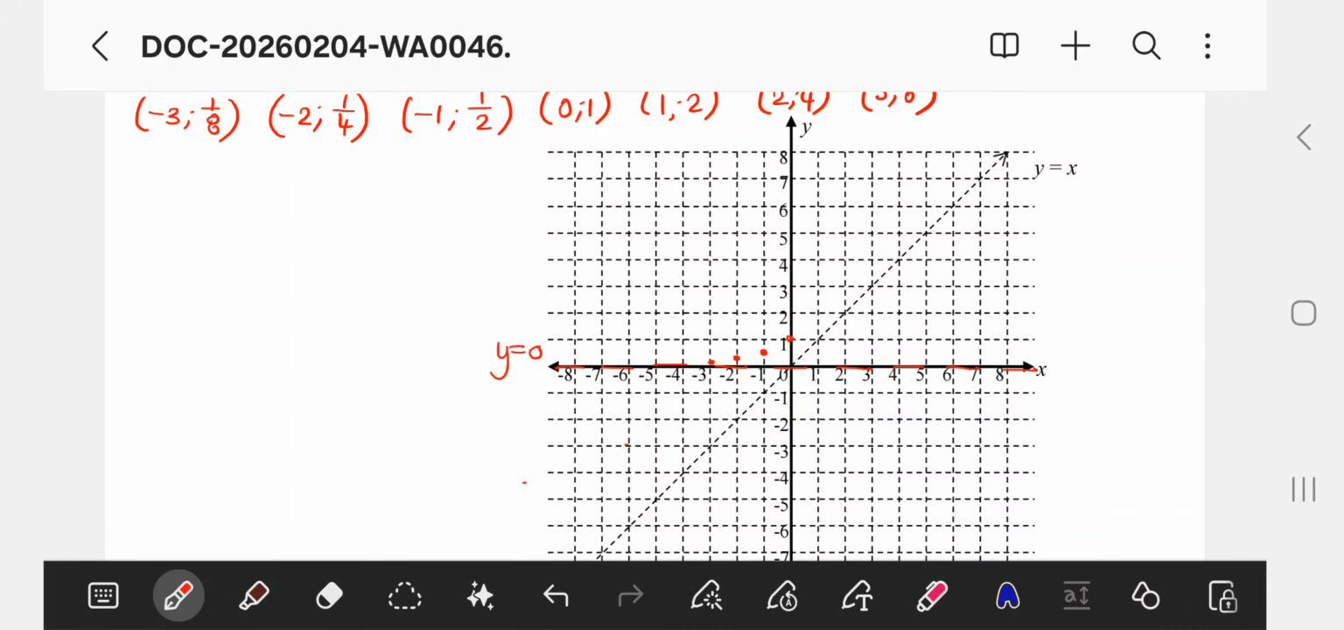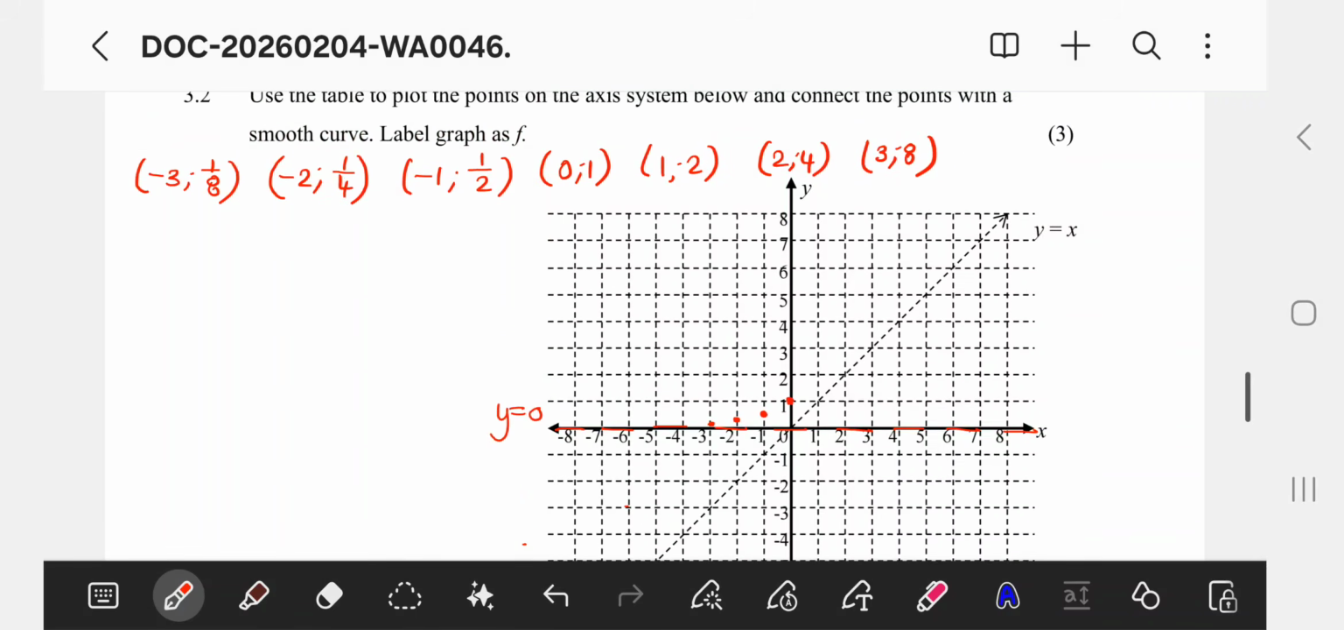We've got 0 and 1, that is our y-intercept. We've got 1 and 2, 2 and 4, and we have 3 and 8. So those are all the points of this exponential function. I'm just going to go ahead and join them. And we are going to label this f. So I want you guys to notice that when you are drawing your exponential function, you go as close as you can to your asymptote, but do not touch the asymptote.